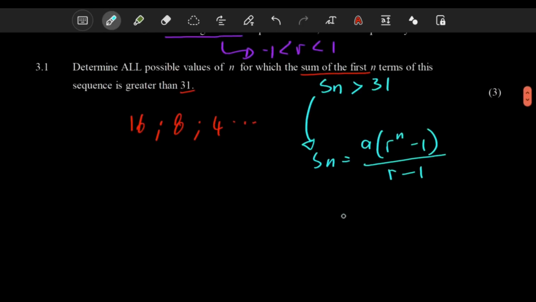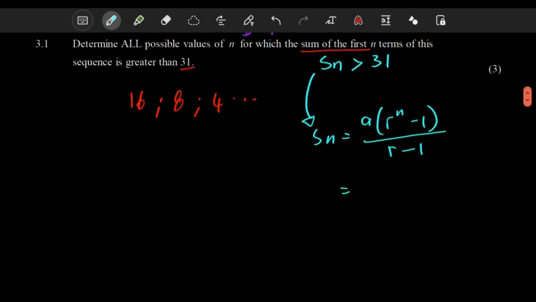Of which, if you think of it, we know what a is, we know what r is. Technically r here is just a half, you see, because 8 divided by 16 is a half, 4 divided by 8 is also a half. So yeah, we're good. No, why did I put a quarter? I meant to put a half. I promise, I meant to put the half.